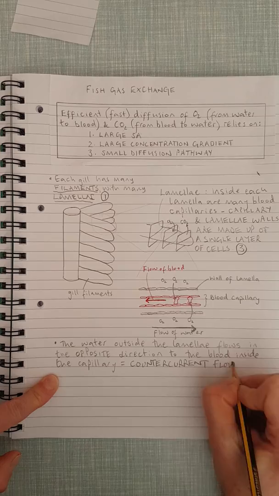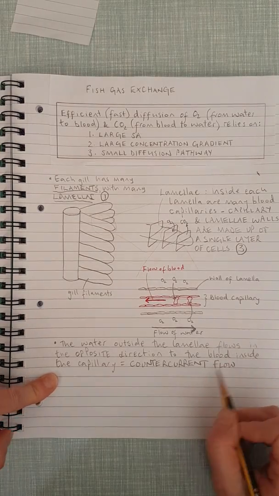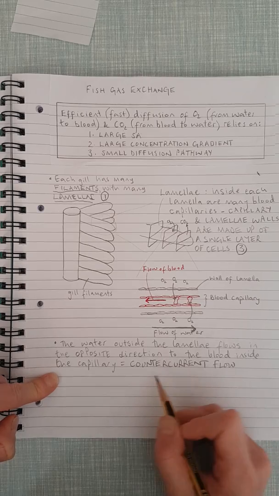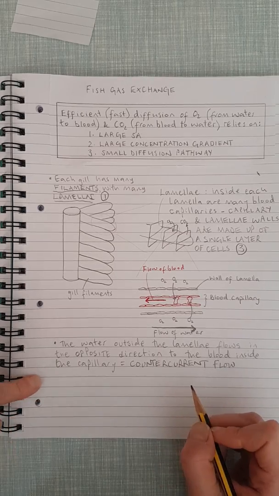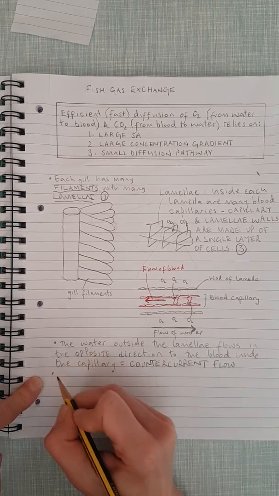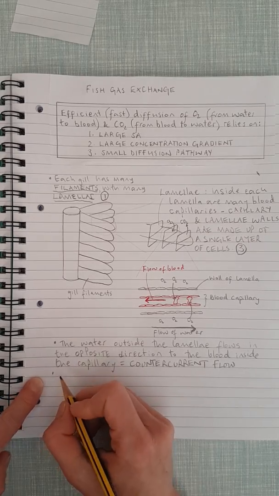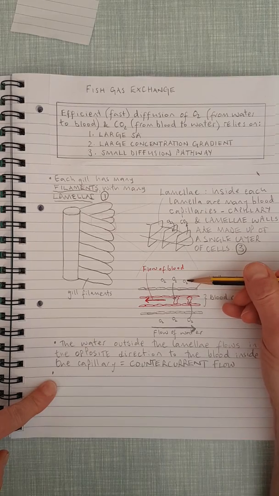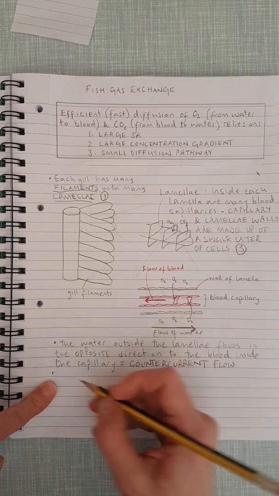Okay, current referring to the flow of blood and the flow of water, and counter meaning they're going against each other, they're occurring in the opposite directions. Okay, and then let's also write down what this means in terms of the concentration of oxygen in the water and the concentration of oxygen in the blood.